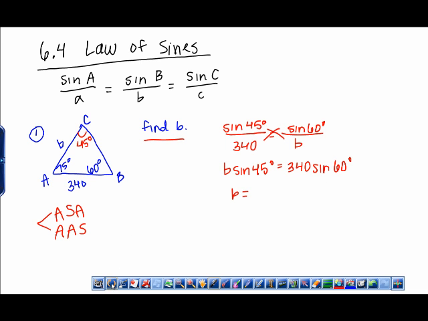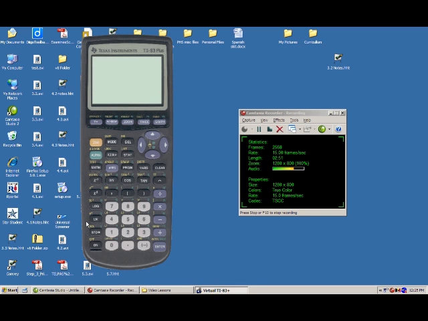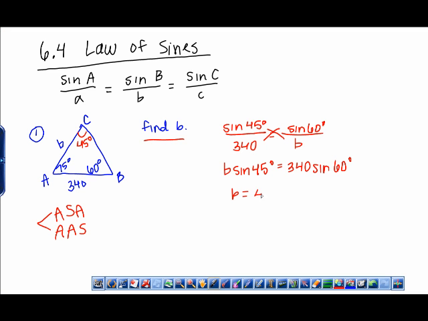Okay, so let's do this in our calculator. Again, just like yesterday, make sure your calculator is in degrees mode. So I've got to wake my calculator up. Here we go. Okay, so we've got 340 sine of 60, and then I'm going to divide by sine of 45. Okay, and I get 416.413. That's your answer.